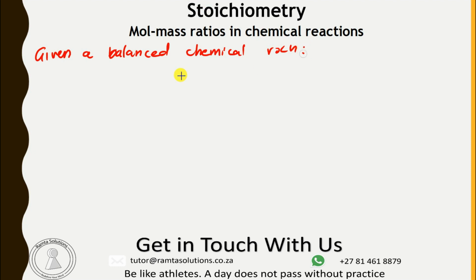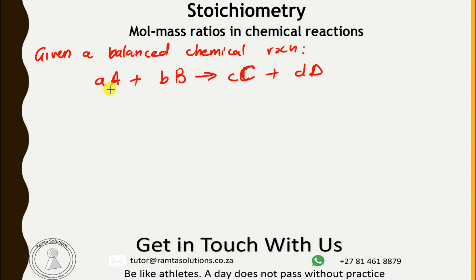We're given a balanced chemical reaction: small a capital A plus small b capital B, giving us products small c capital C plus small d capital D. Remember, the small letters are the coefficients of your substances A, B, C, and D. The capital letters are your substances.